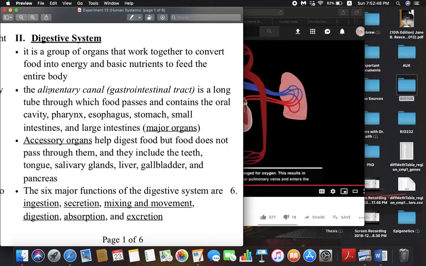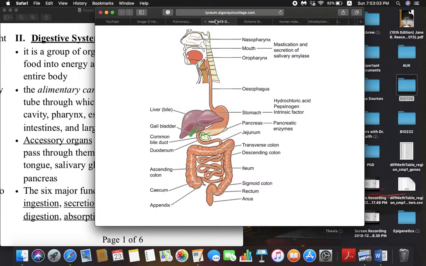A major part of the digestive system is the alimentary canal, or the gastrointestinal tract, which is a long tube through which food passes and contains the oral cavity, the pharynx, the esophagus, the stomach, small intestines, and large intestines. So as you can see here, first of all, we have the mouth, and then the pharynx, and then the esophagus, and then stomach, the small intestines, which are right here, the large intestines, and that's it. This is basically the alimentary canal.